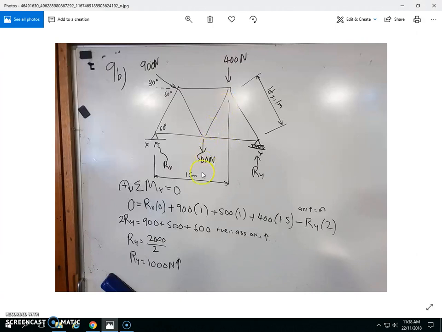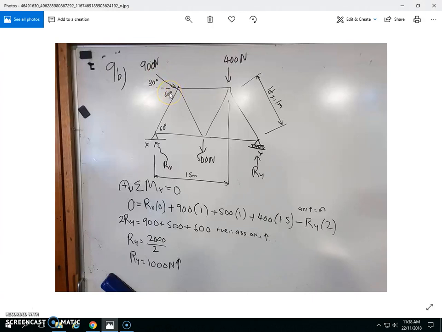So, if we go through our 5 forces, first of all we have Rx. We're multiplying it by a distance of 0. We've ignored it. The next force is 900 newtons. Now, if we look here, we've said it's 30 degrees from the point of the truss, and we know that this angle here is 60, using alternate angles on parallel lines are equal. Using that proof, we can say that this angle here is acting 90 degrees from this point.